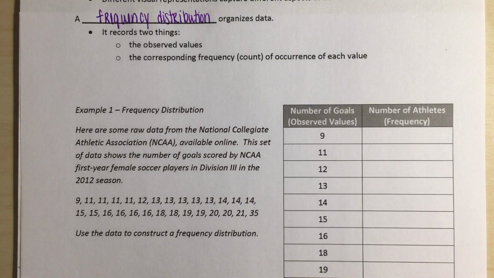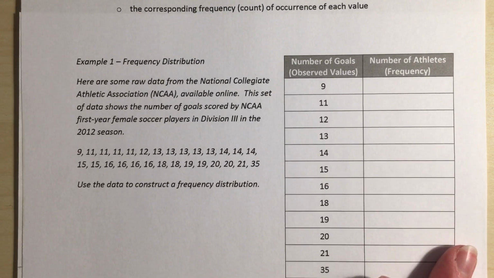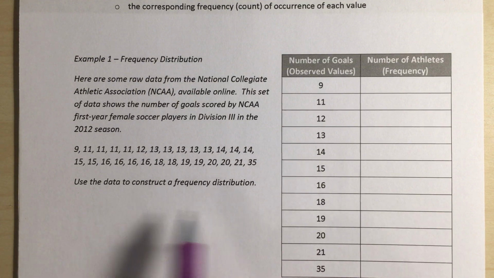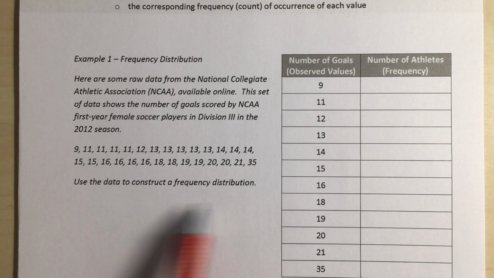So if we look, for example, at this one at the bottom, on the left, this data that we have here isn't necessarily nicely organized or easy to analyze. So here's some raw data from the National Collegiate Athletic Association, the NCAA, available online. This set of data shows the number of goals scored by NCAA first-year female soccer players in Division III in the 2012 season. Right, and then we see all of these different values listed. So we're going to use this data to construct a frequency distribution.